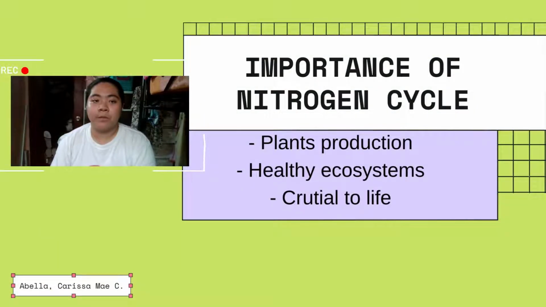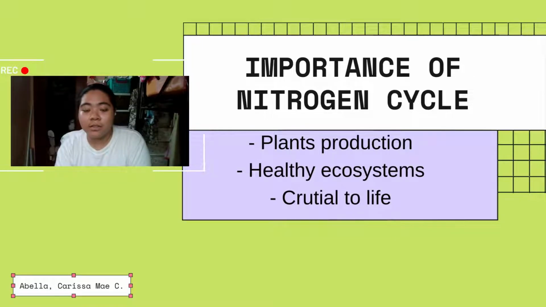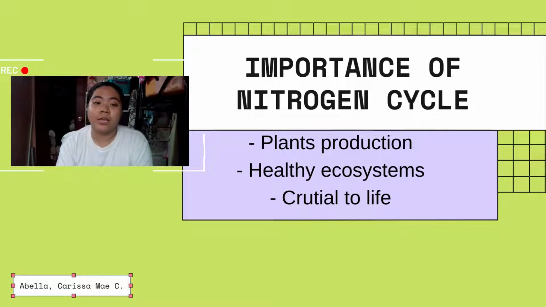Here are some of the importance of the nitrogen cycle. First, plant production. When plants do not get enough nitrogen, they are unable to produce amino acids that make up many living cells, muscles, and tissue. Without amino acids, plants cannot make the special proteins that the plant cells need to grow. Without enough nitrogen, plant growth is affected negatively.